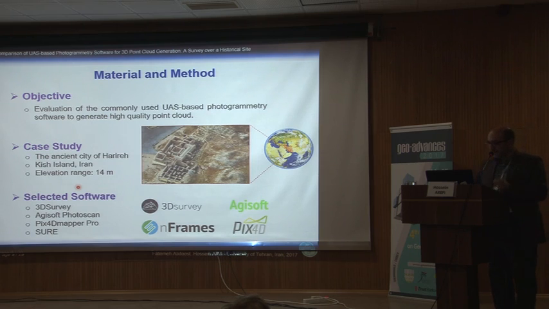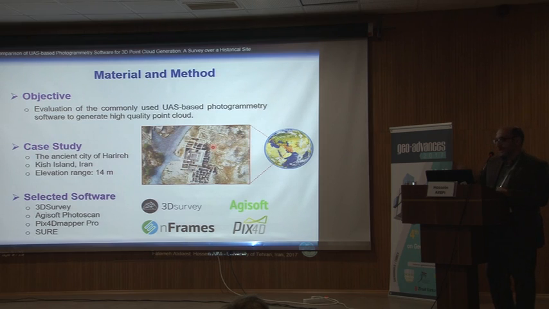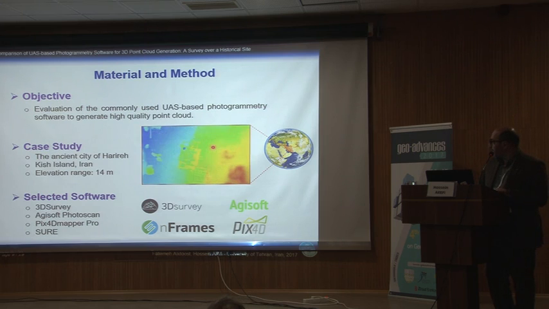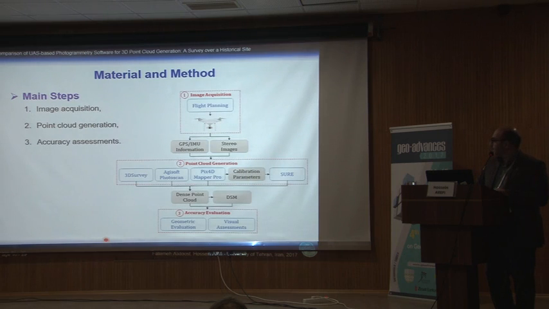The case study is, as I said, the Harire area. Dr. Alizadeh Ashraki already showed some products of his processing for this area yesterday. This is the Harire area, an ancient city, and this is one of the products at the end. The elevation variation is between 0 and 14 meters in this area, and these are the software that we have chosen for the evaluation. This is the basic step that we have.